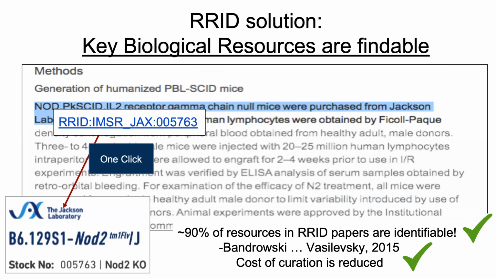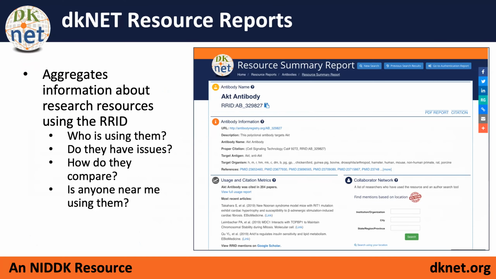And so with the advent of the RRIDs, we've gone back and we've looked. So there's a paper from 2015, where the identifiability of these resources has improved dramatically. And that also lowers the cost of curation in terms of discovering where these resources are being used.